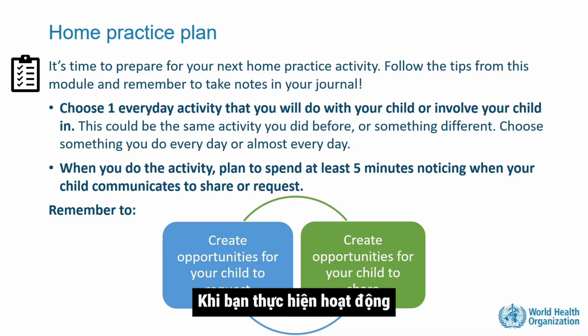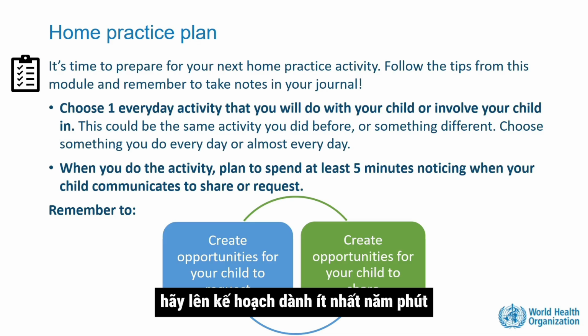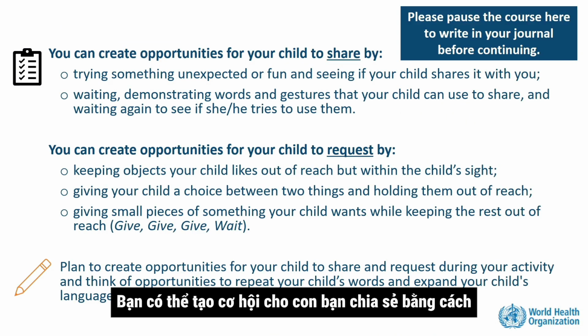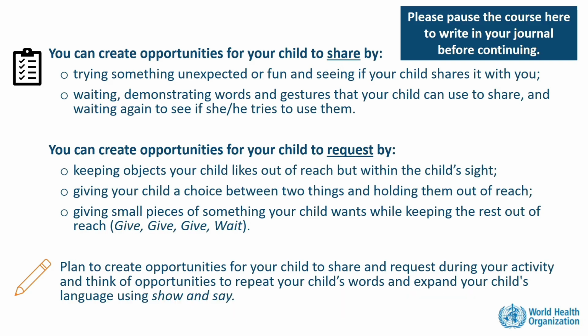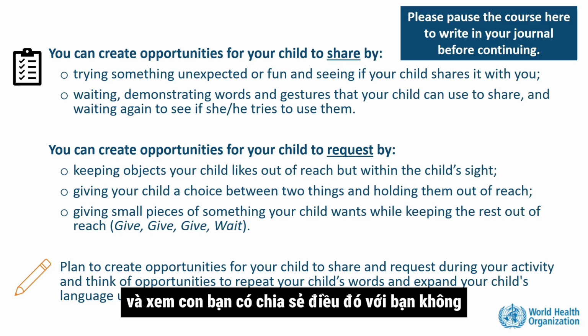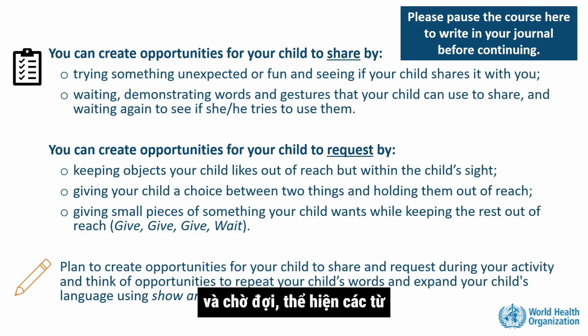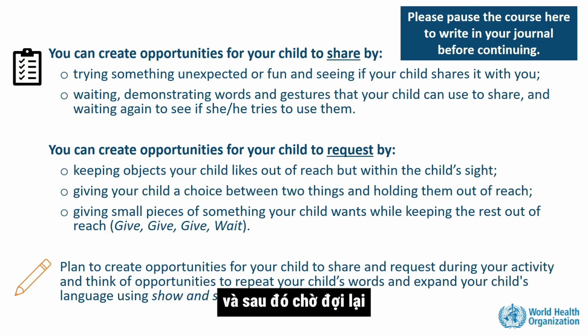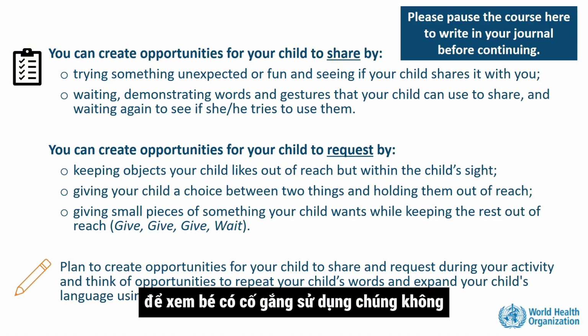When you do the activity, plan to spend at least 5 minutes noticing when your child communicates to share or request. Remember to create opportunities for your child to request and create opportunities for your child to share. You can create opportunities for your child to share by trying something unexpected or fun and seeing if your child shares it with you, and waiting, demonstrating words and gestures that your child can use to share, and then waiting again to see if she or he tries to use them.